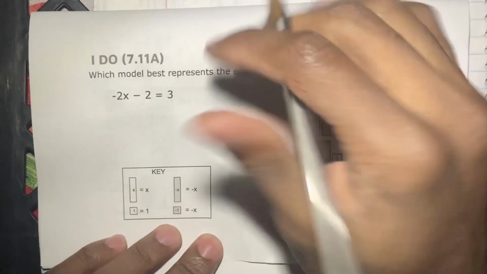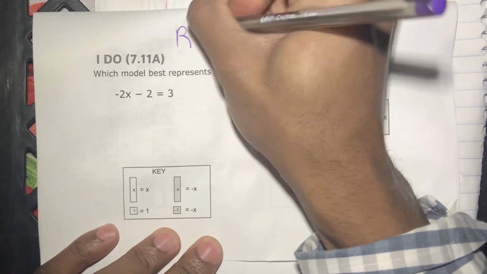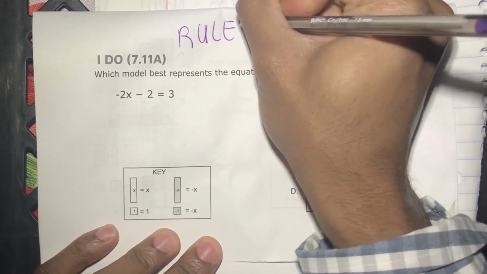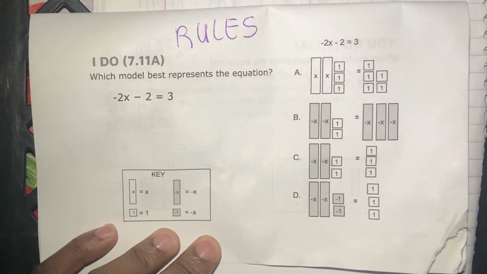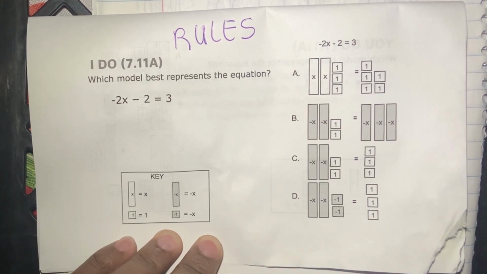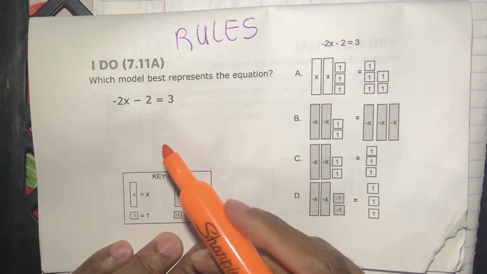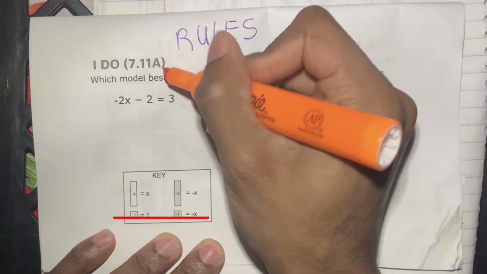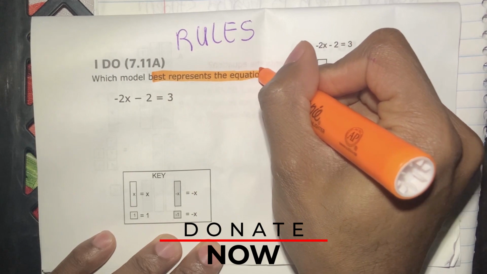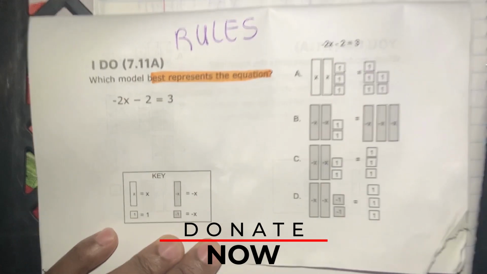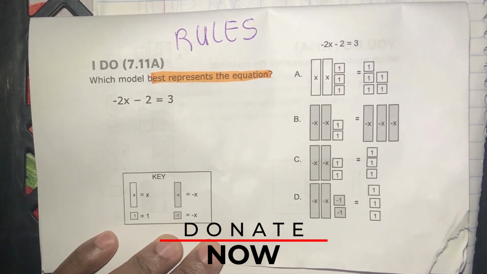All right, let's do this problem here. As always, we begin with our rule strategies. We'll read the word problem. Which model best represents the equation? Negative 2x minus 2 is equal to 3. So best represents the equation of negative 2x minus 2 equals 3.